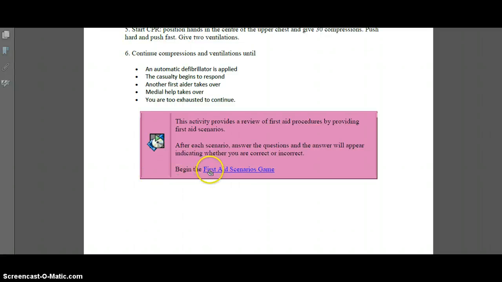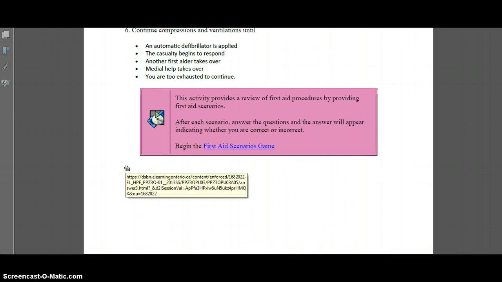And the last little blue link is right down there at the bottom. It's a first aid scenarios game. Once again, I would do that because it may show up in a quiz or a test.